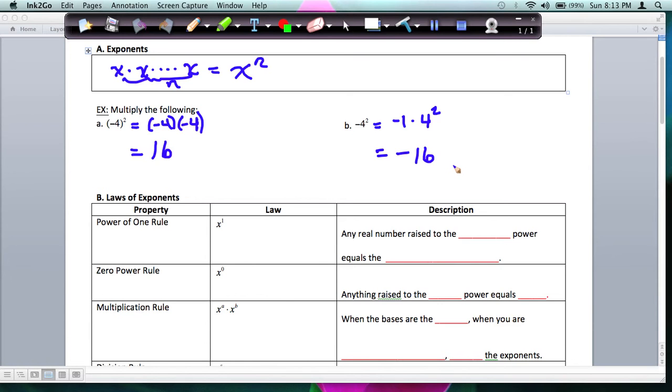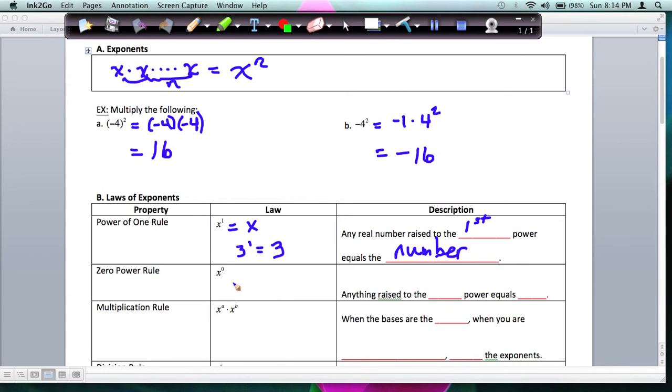All right, let's look at a couple of properties. We'll start with these three. The power of one rule basically says that anything raised to the first power is always whatever that number is. Any real number raised to the first power equals the number. For example, 3 to the first power is just going to be 3. We're not going to write that first power because it gets tedious, so you just assume it's there.